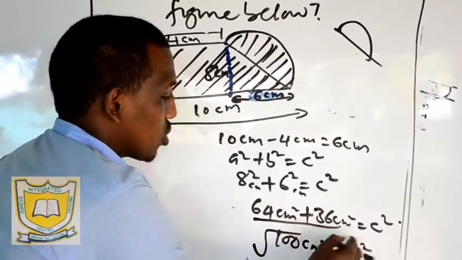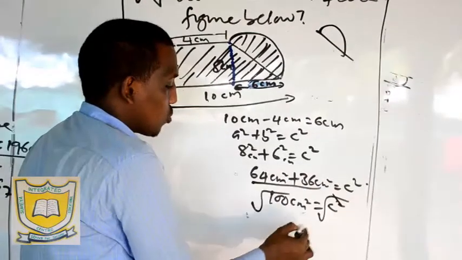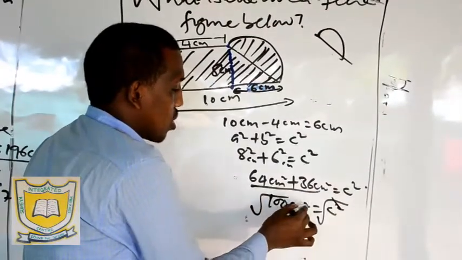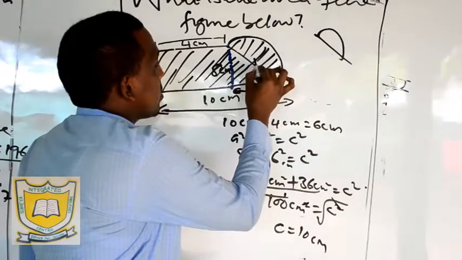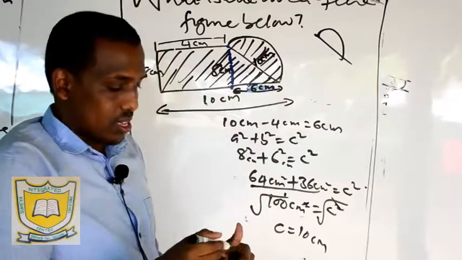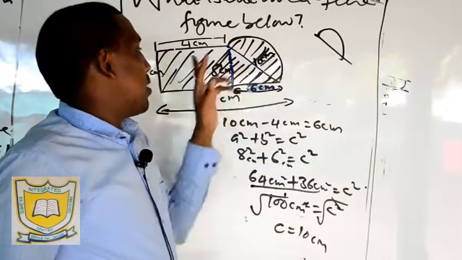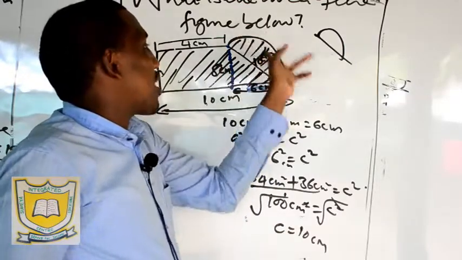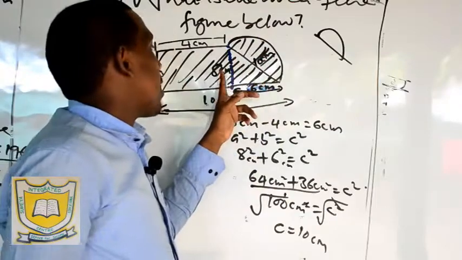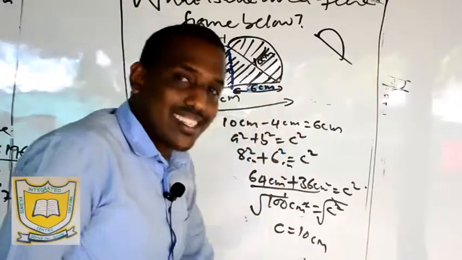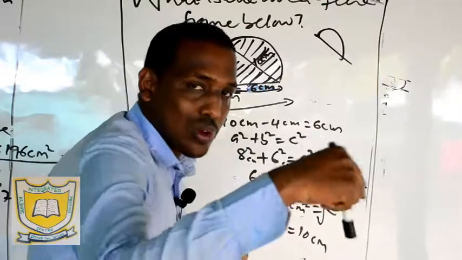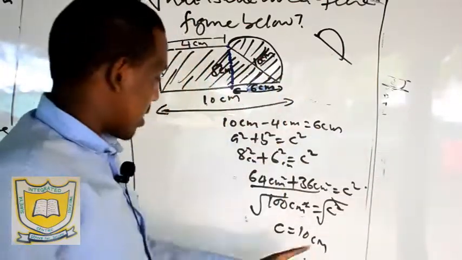Square root, because this one has a square, cancel. So c is equal to the square root of 100, which is 10 centimeter. So here is 10 centimeter. Where is 10 from? When you want to find the hypotenuse, you say 8 times 8, 64. 6 times 6, 36. Add, 100. Square root of 100, 10. Simple way. That's how we get it.